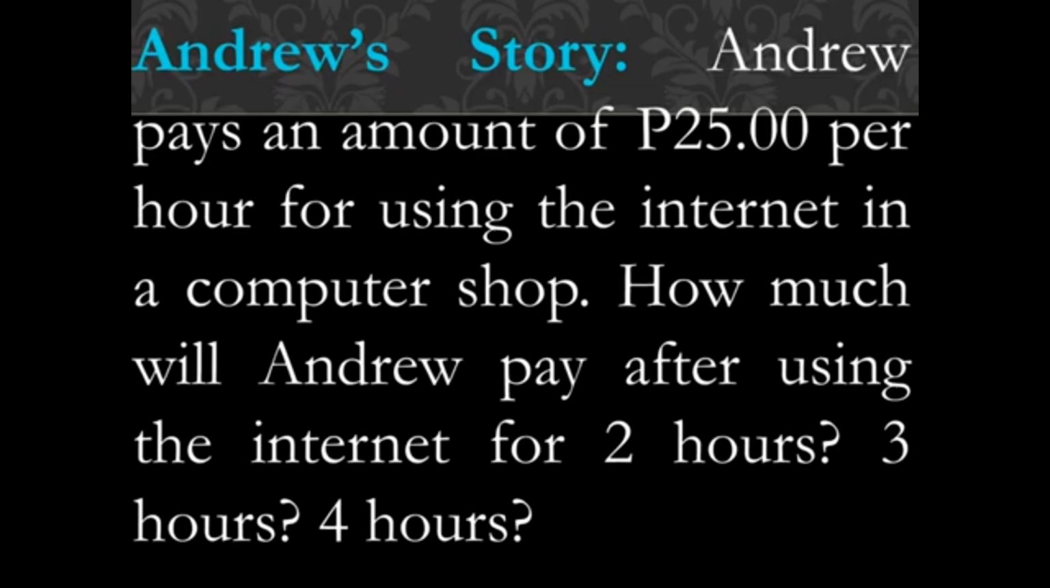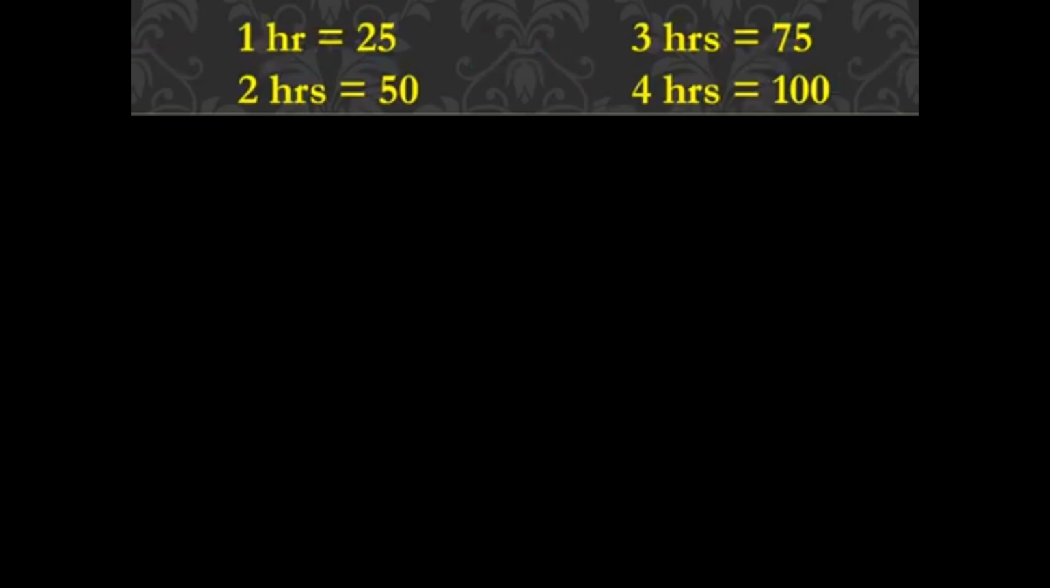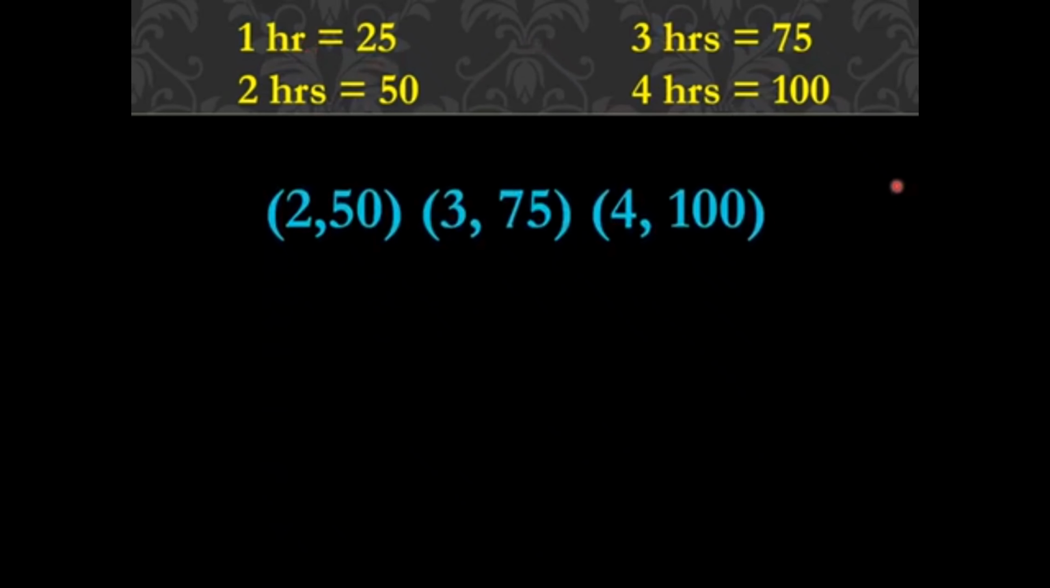So let us go to Andrew's story. Let me read again. Andrew pays an amount of 25 pesos per hour for using the internet in a computer shop. How much will Andrew pay after using the internet for 2 hours, 3 hours, and 4 hours? These are the computations. After 1 hour, 25 pesos. After 2 hours, 50. 3 hours, 75. And 4 hours, 100 pesos. So we can represent this relation using ordered pairs, where 2 is for 50, 3 is for 75, and 4 is for 100.